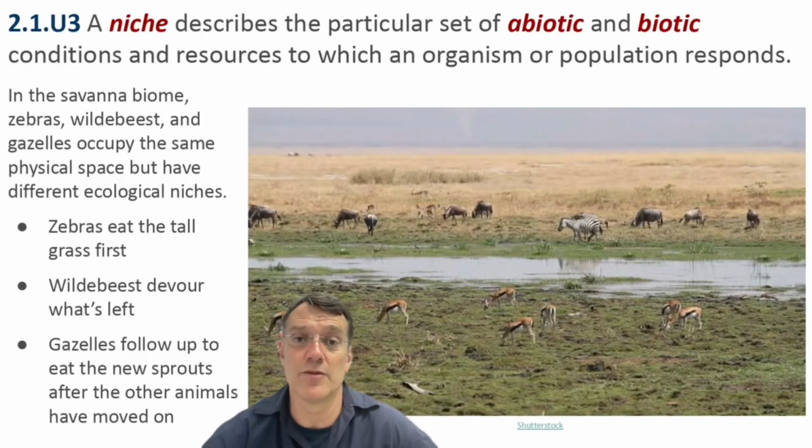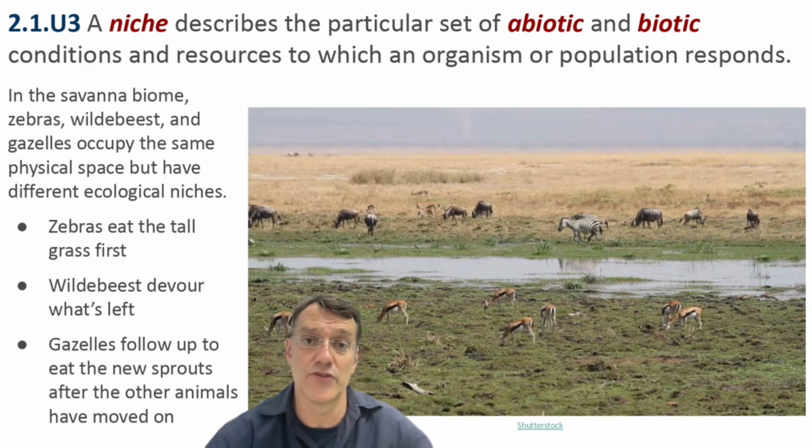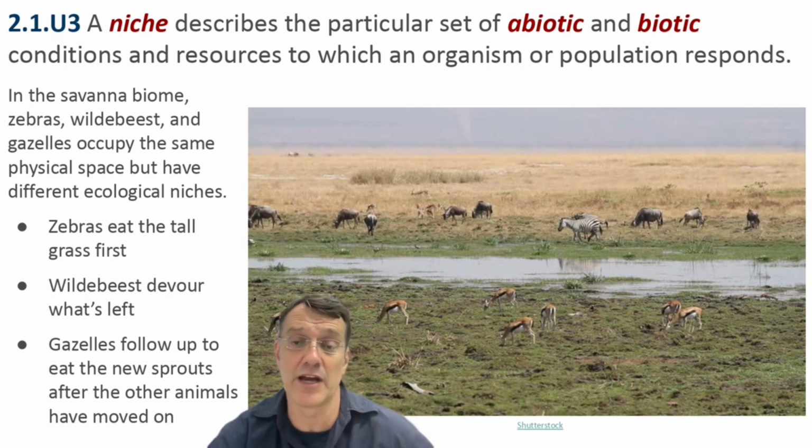In the African savanna, we see another example of niche partitioning. Zebras, wildebeest, and gazelles all inhabit the same physical space but have different ecological niches based on their feeding behaviors. Zebras eat the tall grass first, then wildebeest consume what's left, and finally the gazelles come through to follow up and eat the new sprouts after the other animals have already moved on. This staggered feeding strategy reduces direct competition, and it allows all of these species to coexist in the same space.